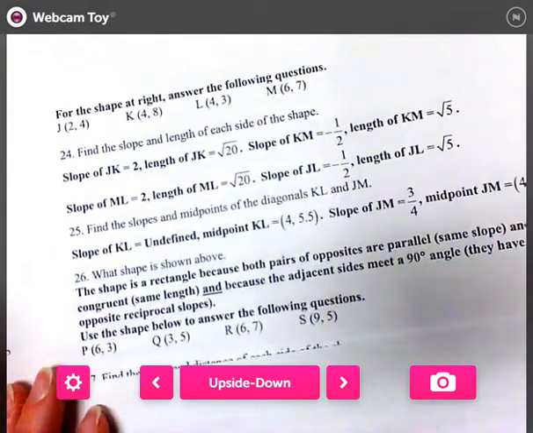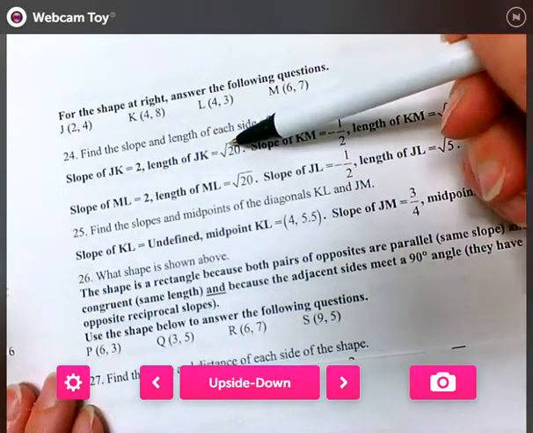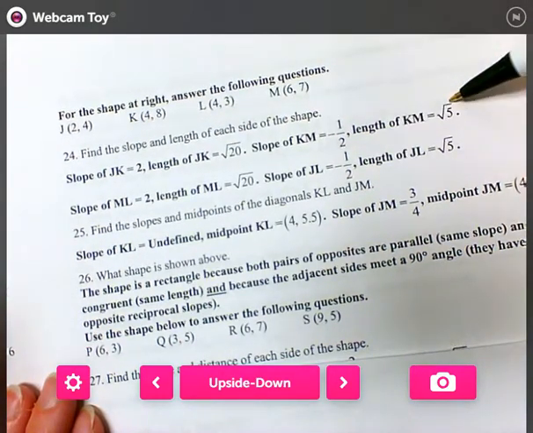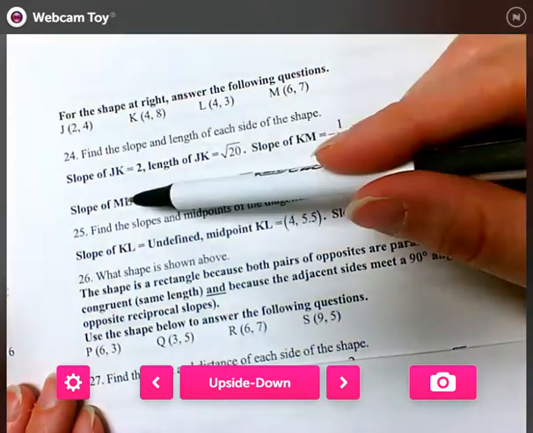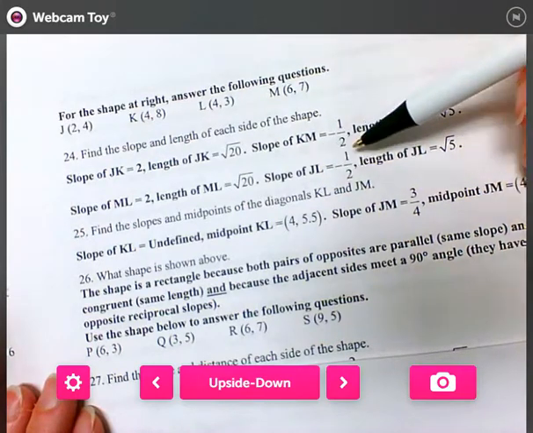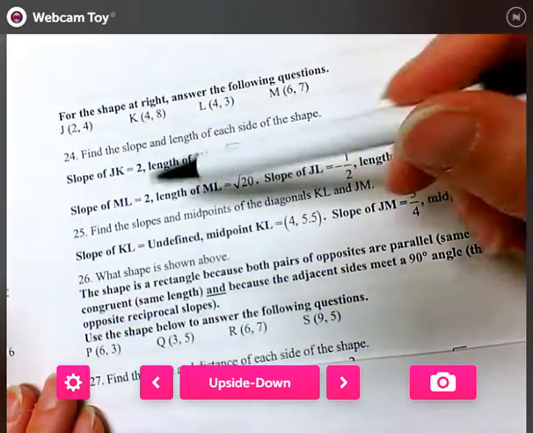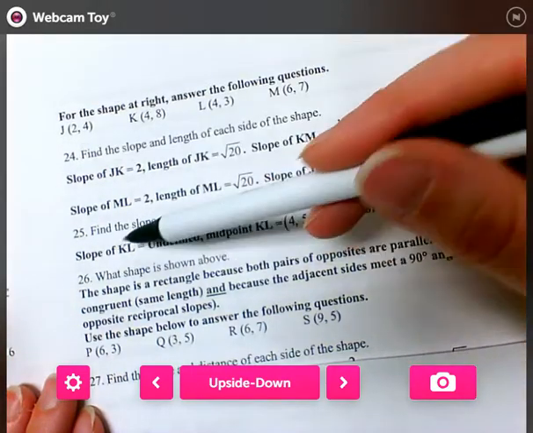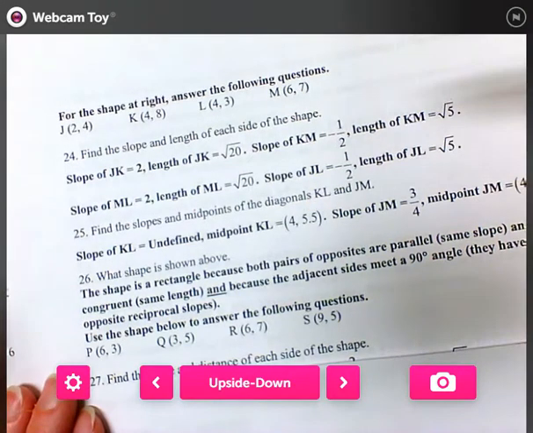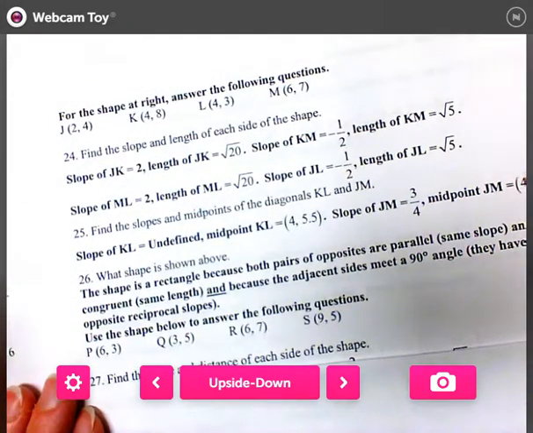Okay, 24. The slope for JK is 2, the length is square root 20. Slope for KM is negative 1/2, length is square root 5. Slope of ML is 2, length of ML is square root 20. Slope of JL is negative 1/2, length of JL is square root 5. Find the slopes and midpoints. The slope of KL is undefined. The midpoint of KL is 4, 5.5. The slope of JM is 3/4. The midpoint is 4, 5.5.